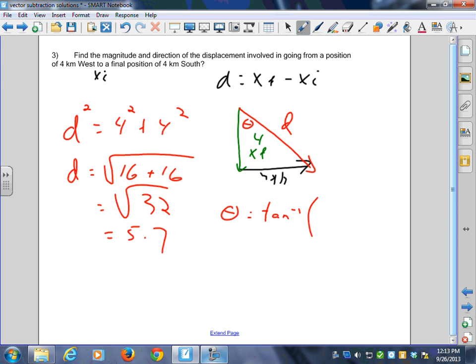Inverse tan, this is going to be 4 over 4. I'm hoping you should realize you don't need a calculator for this. Okay, if it's 4 over 4, then that's going to be 45 degrees. In fact, that's going to be south 45 east.